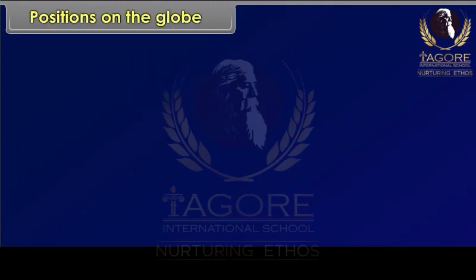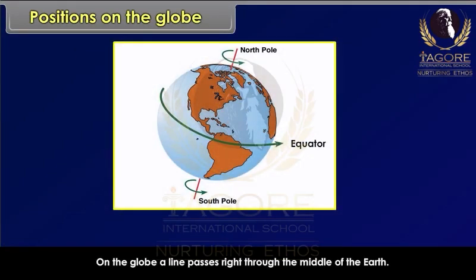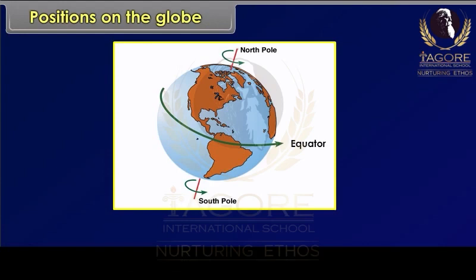Positions on the globe. On the globe, a line passes right through the middle of the earth. In reality, this line is imaginary and is known as the axis. The earth rotates on its axis.